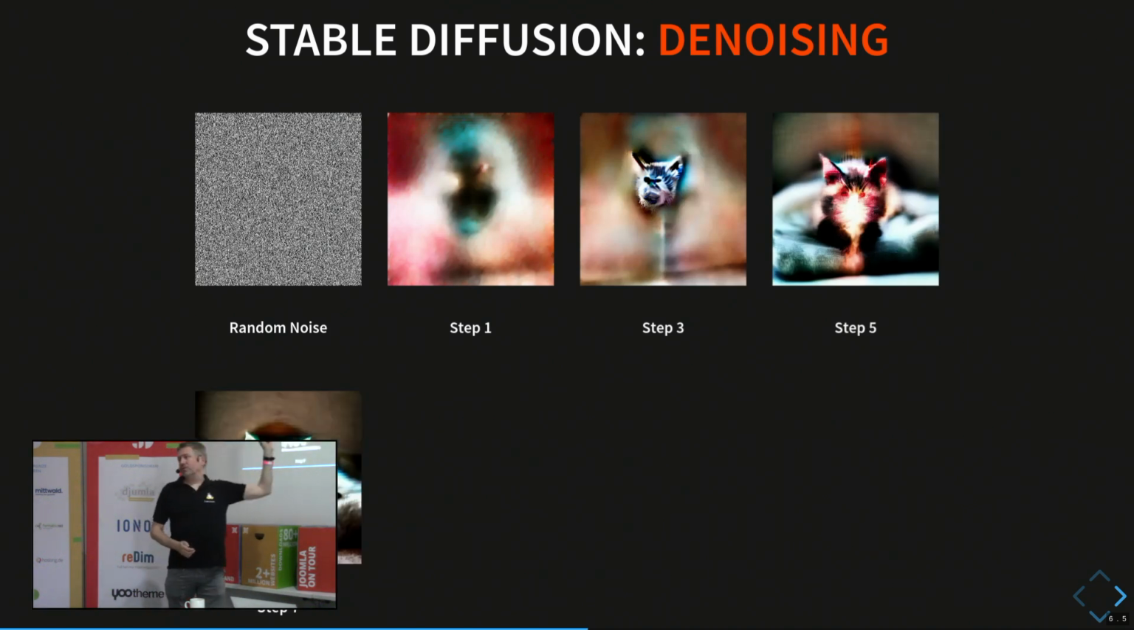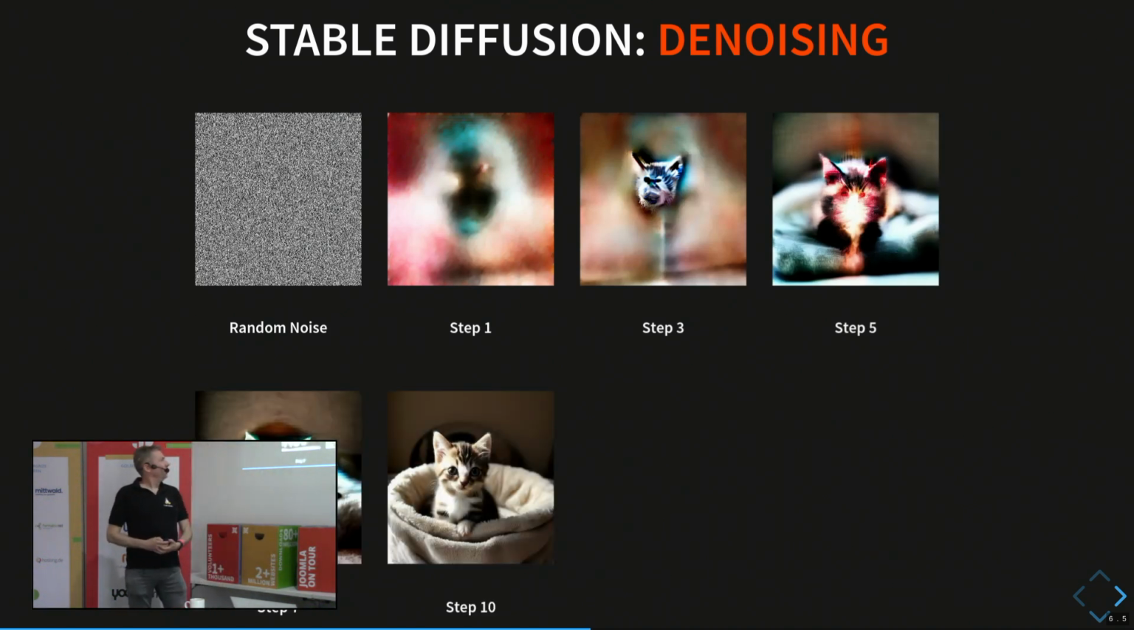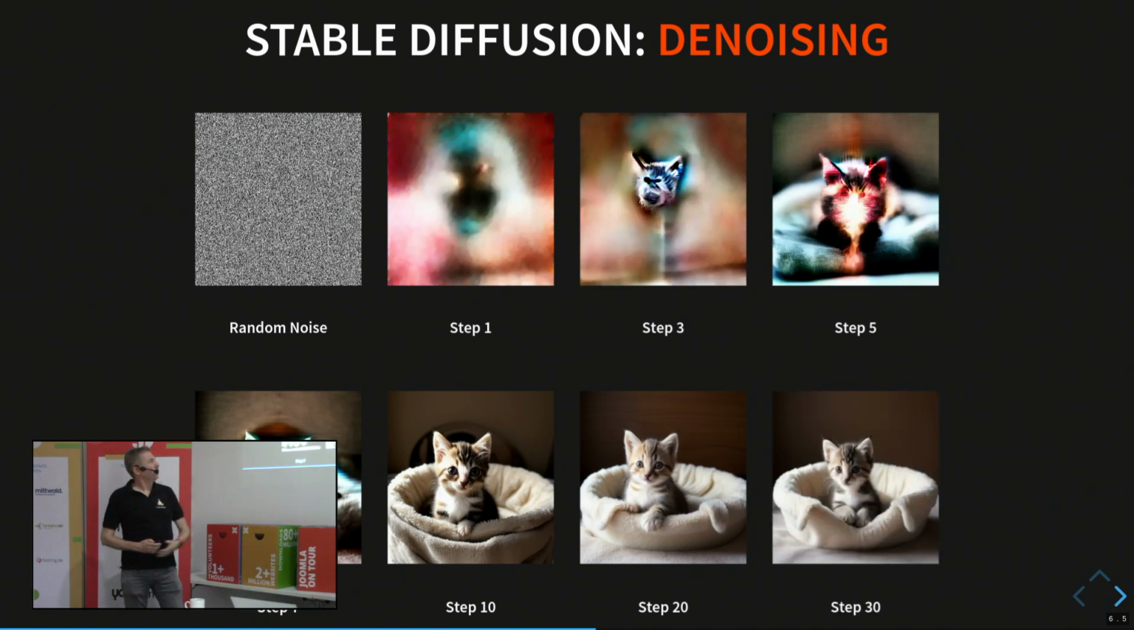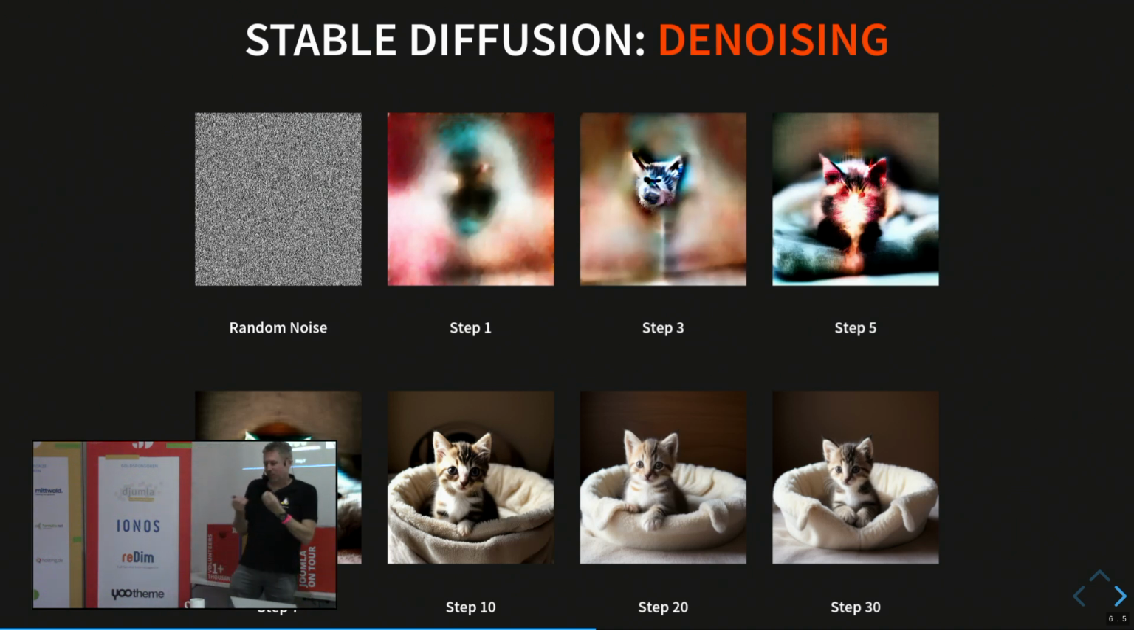I switch a lot of steps. I asked for a furry kitten, and it begins with noise, and then with all those steps it begins getting better. Here it's already a kitten, and there it's even smaller and furry. So this is how it works. Stable Diffusion is using denoising to generate images.